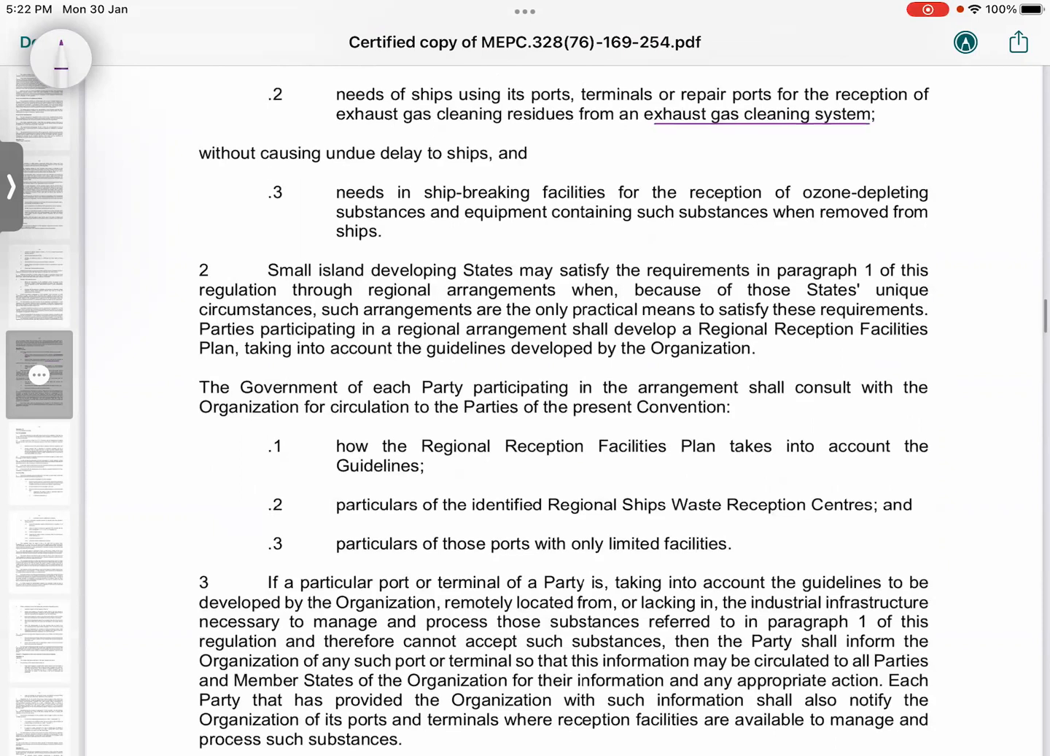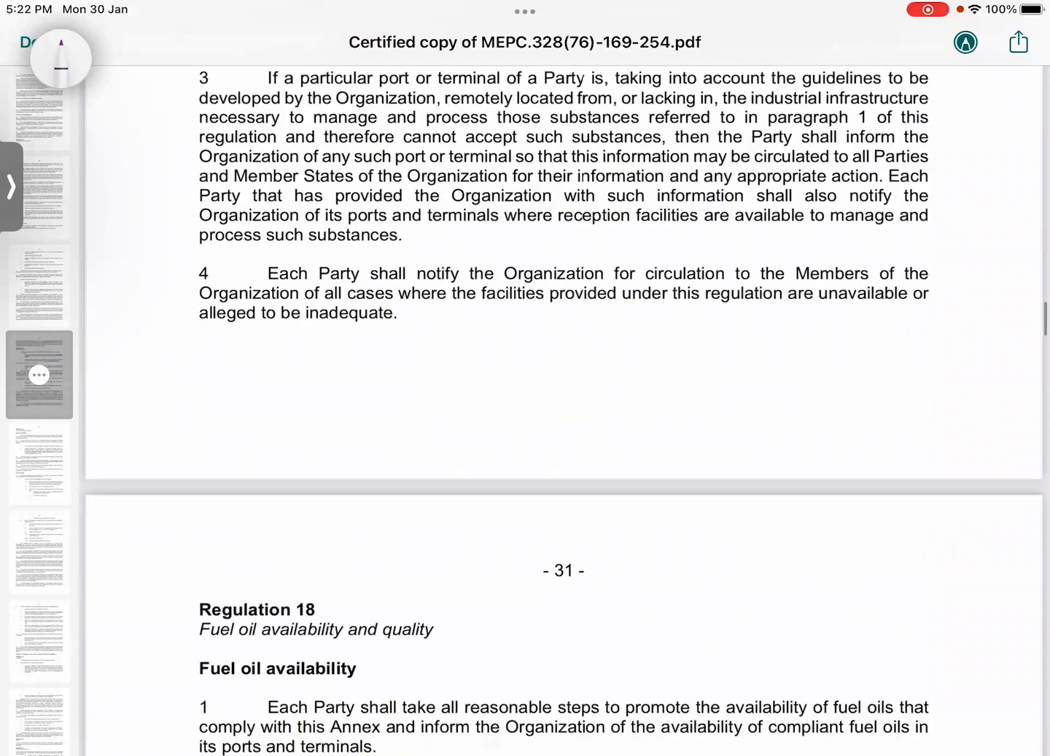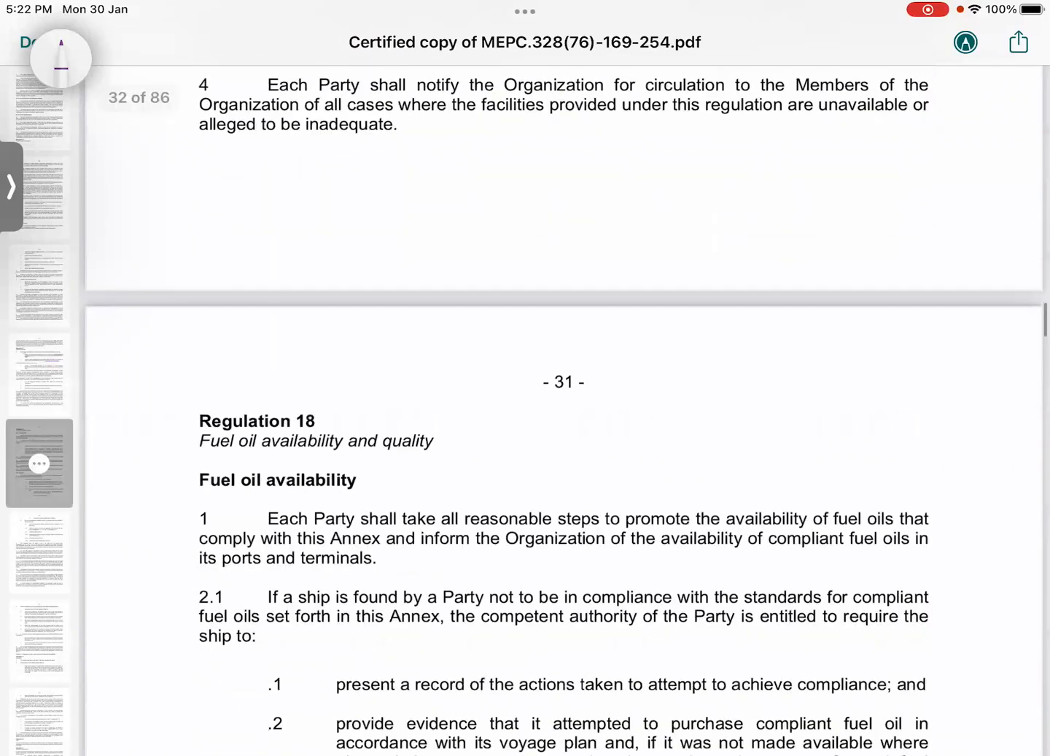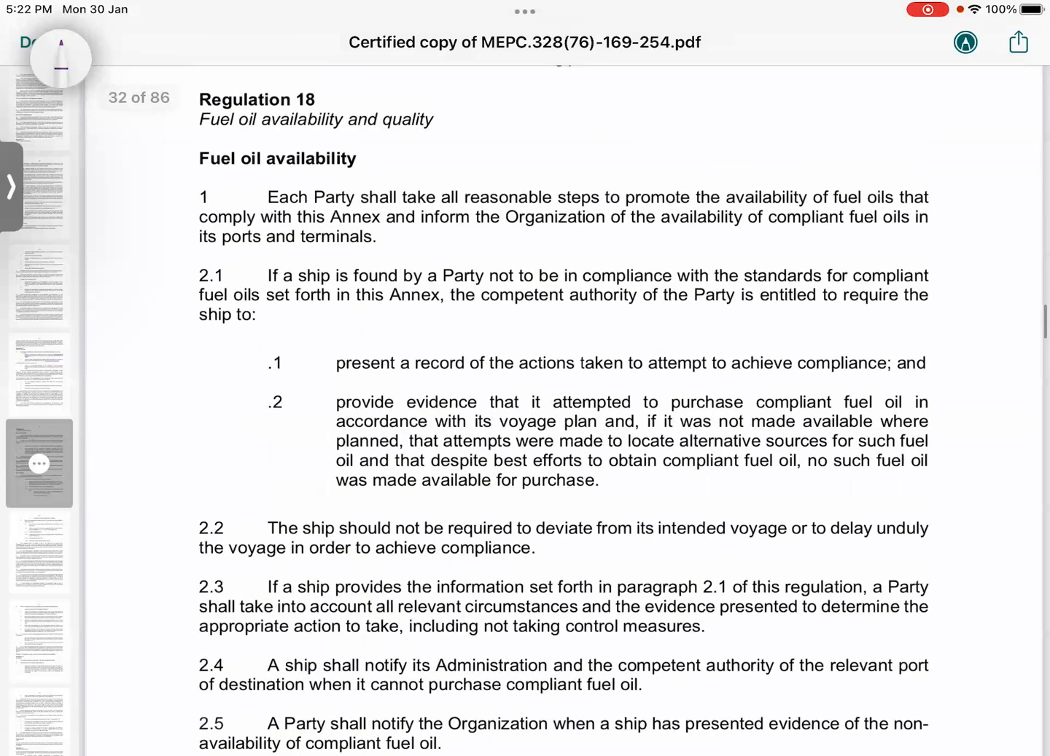And इसमें जल्दी पूछता नहीं है. Still I have told you a brief introduction, right? This is a bit important, not a bit, काफी important. Fuel availability and quality. This is where your FONAR will come.